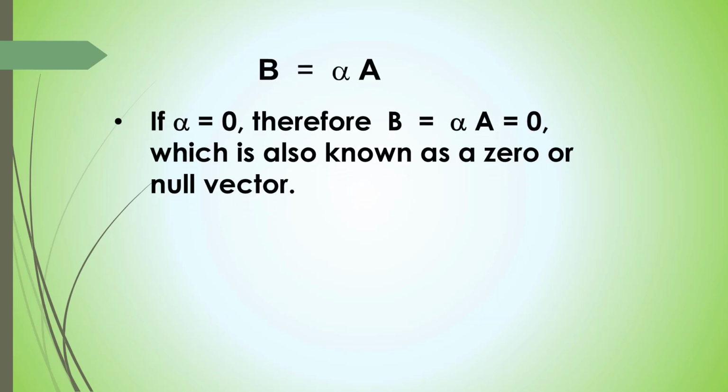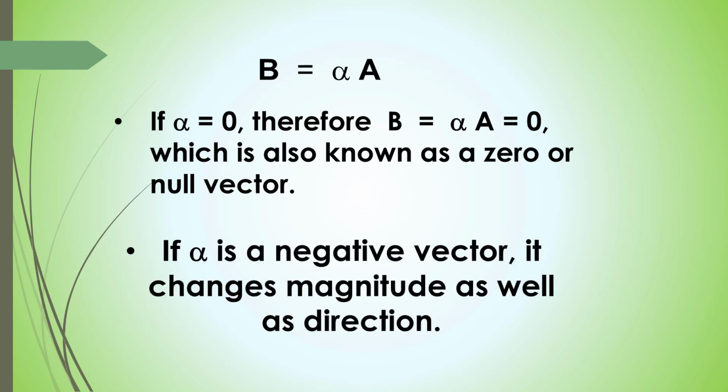So if alpha is equal to 0, then what will happen? The new resultant vector is equal to alpha a, which is a null vector or zero vector, and if alpha is negative, it changes magnitude as well as direction. Right now I am not using arrowheads on these vector symbols because I am using bold letters, while in your notebooks, in your registers, you have to use an arrowhead. That is a must, otherwise it will represent a scalar.